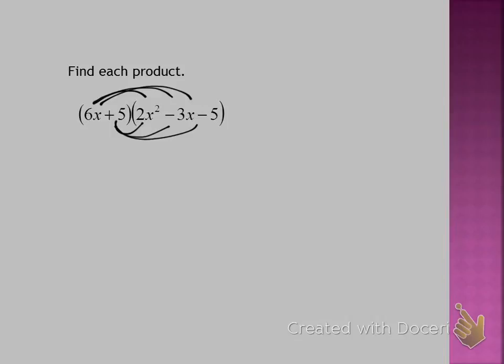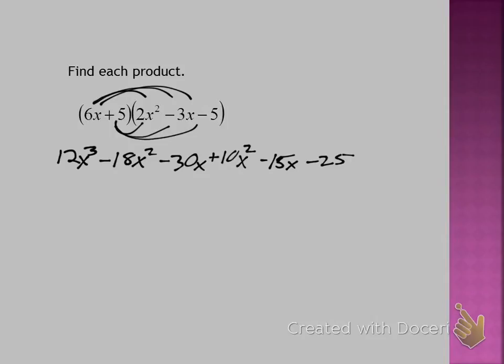So then you go in order. 6x times 2x squared gives you 12x to the third. 6x times negative 3x gives you negative 18x squared. 6x times 5 gives you 30x. 5 times 2x squared gives you 10x squared. 5 times negative 3x gives you negative 15x. 5 times negative 5, negative 25.